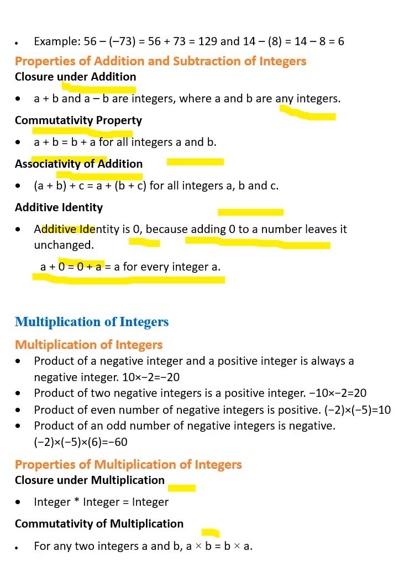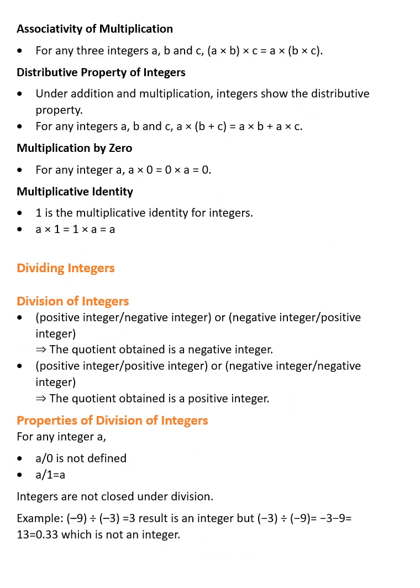We say that when we multiply two integers, we will get an integer as a result. For any integers a and b, when we multiply a into b, we will get the same answer which we get from b into a. Now, associative property of multiplication. For any integers, if we multiply a into b into c, and if we interchange the brackets, we will get the same answer.